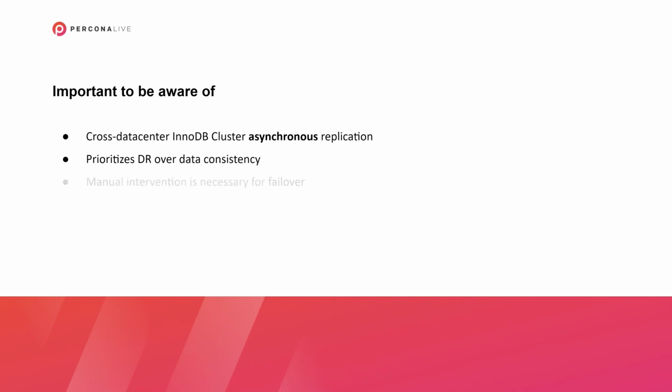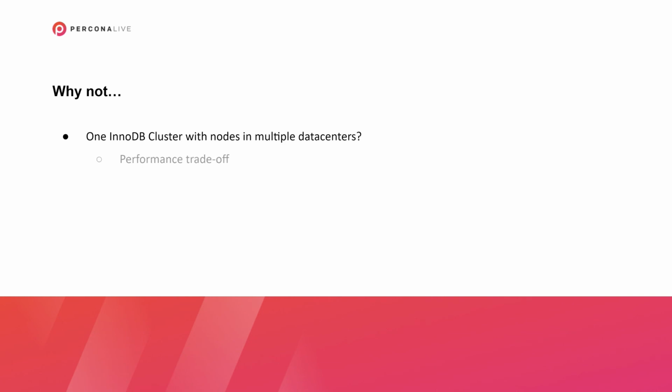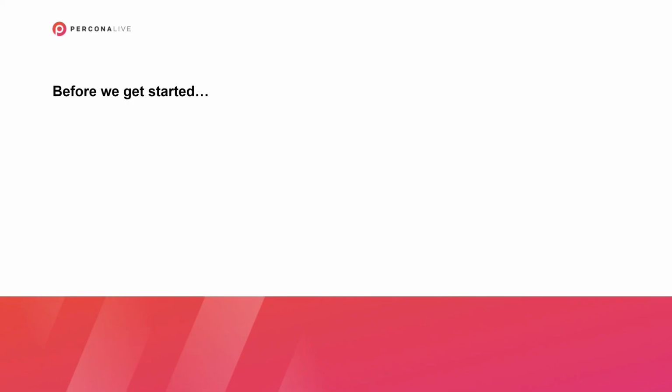Is there any prevention to someone writing on secondary? Yes, they're read only. They use super read only, and it keeps the variable there. So you can't write to it, but you can read from there. You can configure your MySQL Router to read locally on whichever cluster you find best, but writes will only go to the primary of the primary cluster.